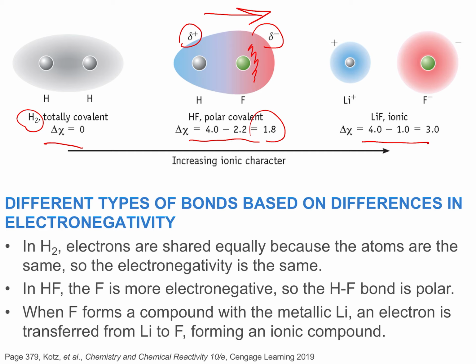This shows if there's a very extreme difference in electronegativity. So what happens here is that there's no sharing at all. What happened is lithium gave its electron, it just completely gave it away to the fluorine to form fluoride. So that's an ionic compound, and here the electrons aren't shared at all. They're completely transferred, as you'd imagine in an ionic compound.